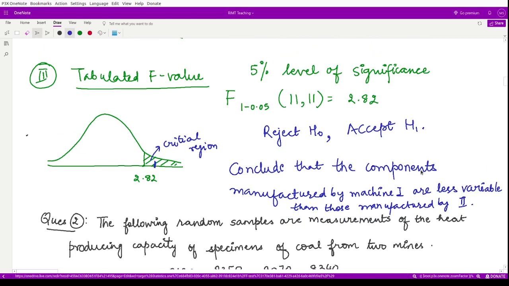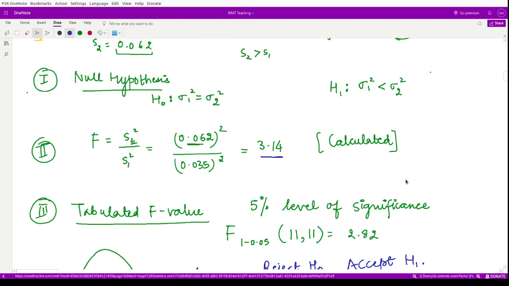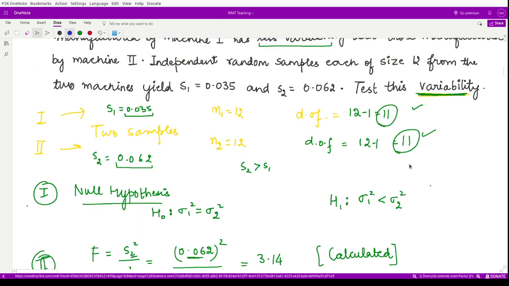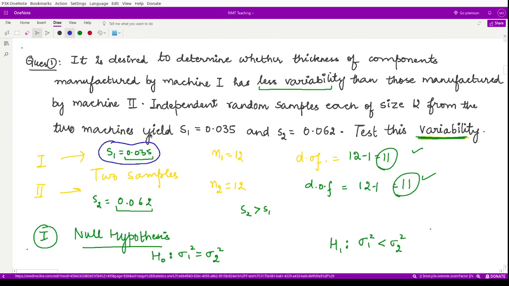Right? So this is your conclusion here. And moreover, if you look carefully at these two sample standard deviations, the standard deviation of the first sample obtained from machine 1 is less than that of machine 2. So that is why we have formulated this hypothesis, whether the same also holds for the populations as well.